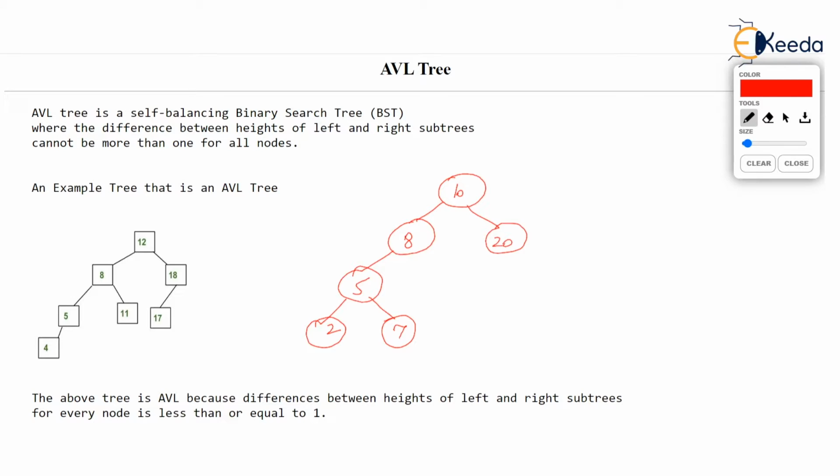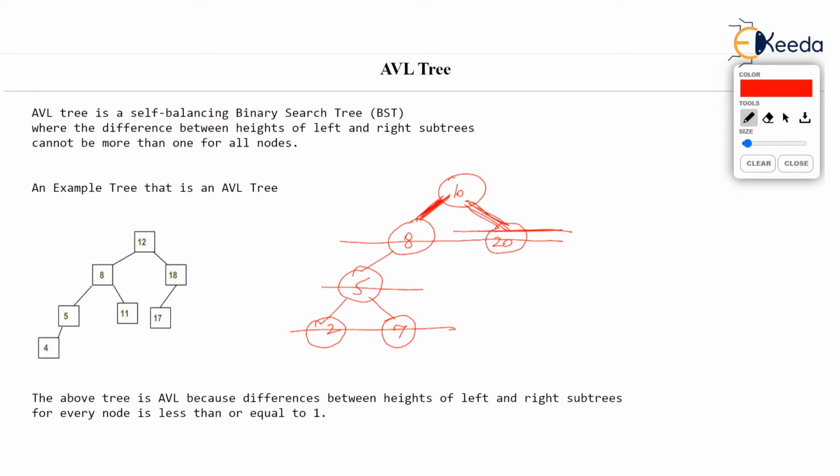Now, if I ask you what is the left height of 10? Left height of 10 is this level 1, then level 2, then level 3, isn't it? See, at this level 3, both nodes 2 and 7 are there. So the left height of 10 is 3, and right height of 10 is just 1, because only this node 20 is there at this level. There is nothing deeper than this 20.